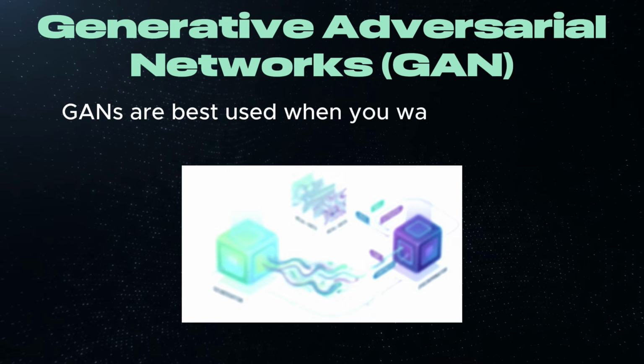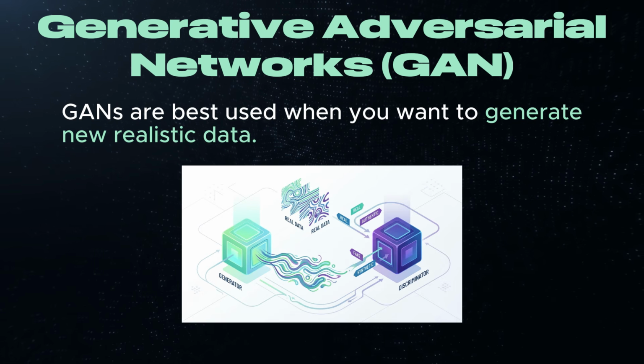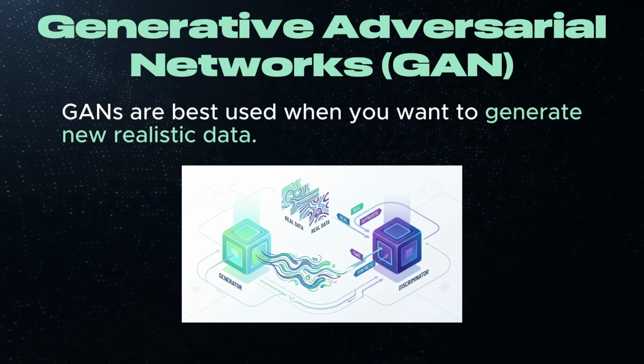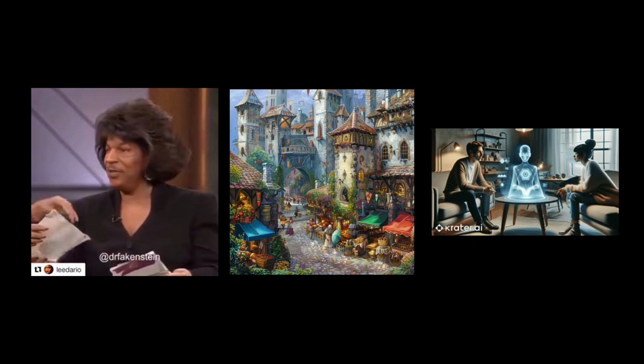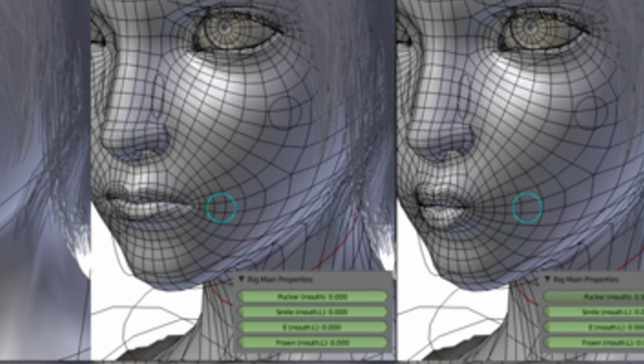GANs are best used when the goal is to generate new, realistic data rather than classify or predict existing data. They're behind some of the most impressive AI applications you've seen: deepfakes, AI-generated art, synthetic data generation, and photorealistic image synthesis. Impressive, slightly unsettling, and maybe a little bit illegal in the wrong hands.